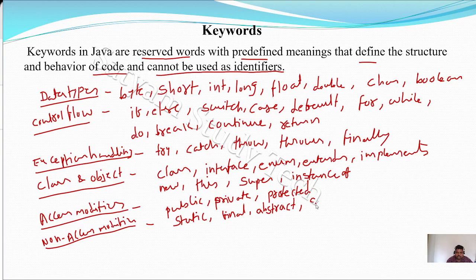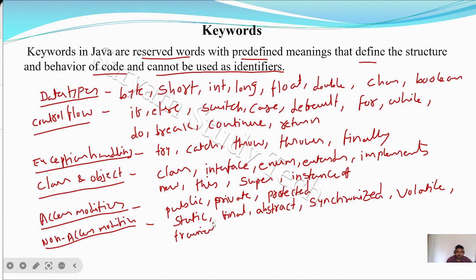And synchronized you can use in the threading concept. Synchronized is a keyword. Also volatile, transient, native, and strictfp. So these are the keywords used as non-access modifiers.